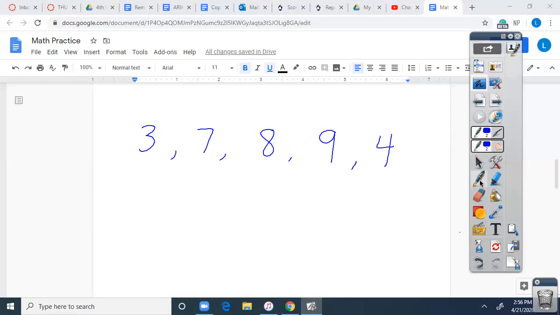Let's find the median. The median is the middle number of this set of numbers. Remember, for median, you need to line them up from greatest to least or from least to greatest. So you need to put numbers in order. On your homework and on the test, they might not be in order. So you need to make sure that you put them in order.